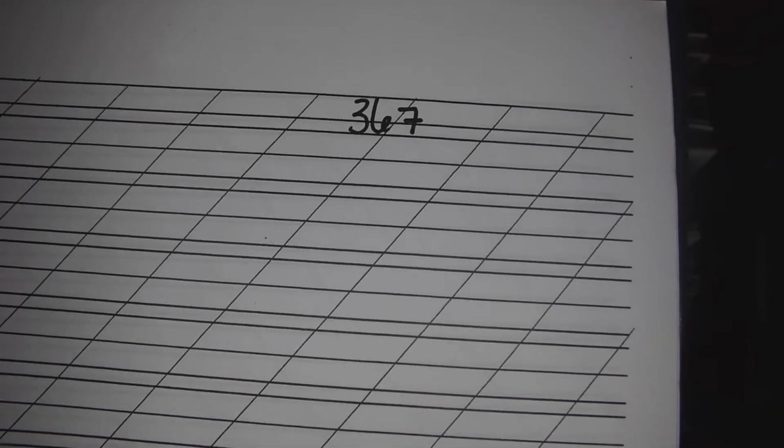Today's lesson is 367. You will need your Riggs notebook, a pencil, and a coloring utensil to mark.